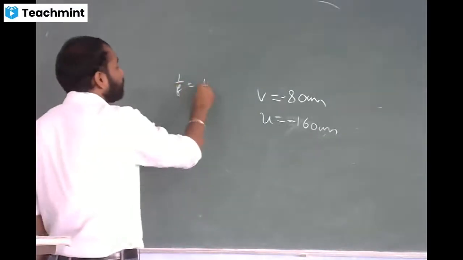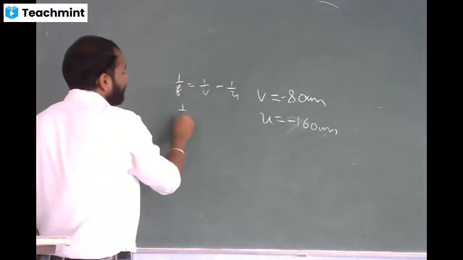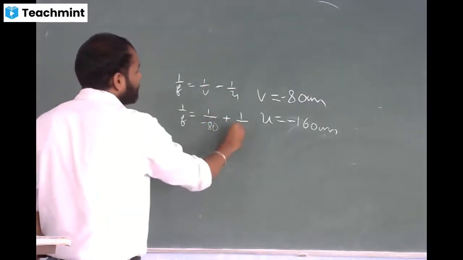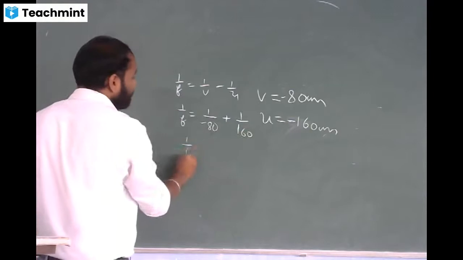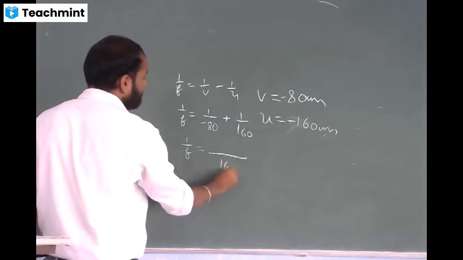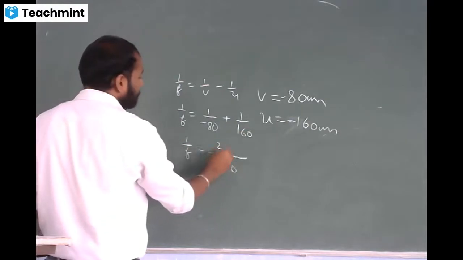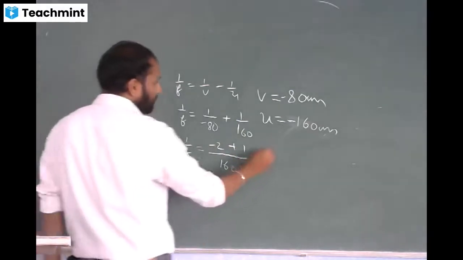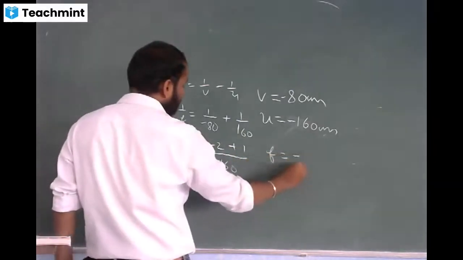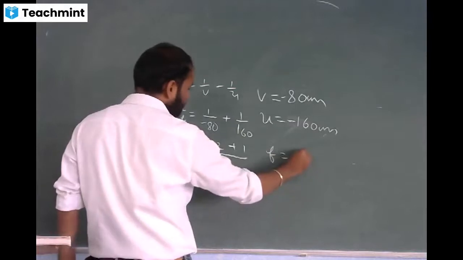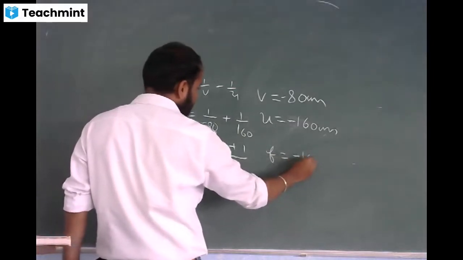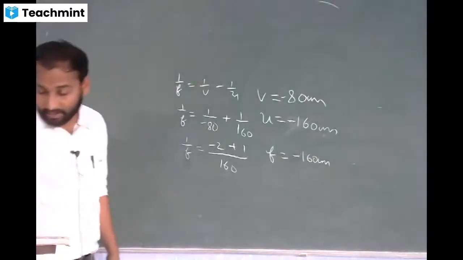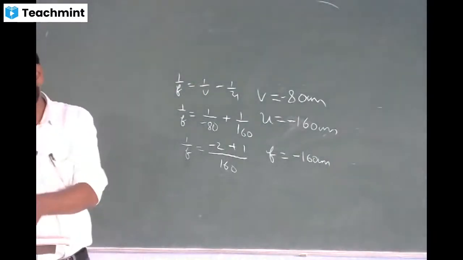1 by f is equal to 1 by v minus 1 by u. 1 by f is equal to 1 by minus 80 plus 1 by 160. Take 160 as the LCM. So minus 2 plus 1. So f is equal to minus 160 centimeter. Is it right? Minus 160 centimeter. Yes, sir.